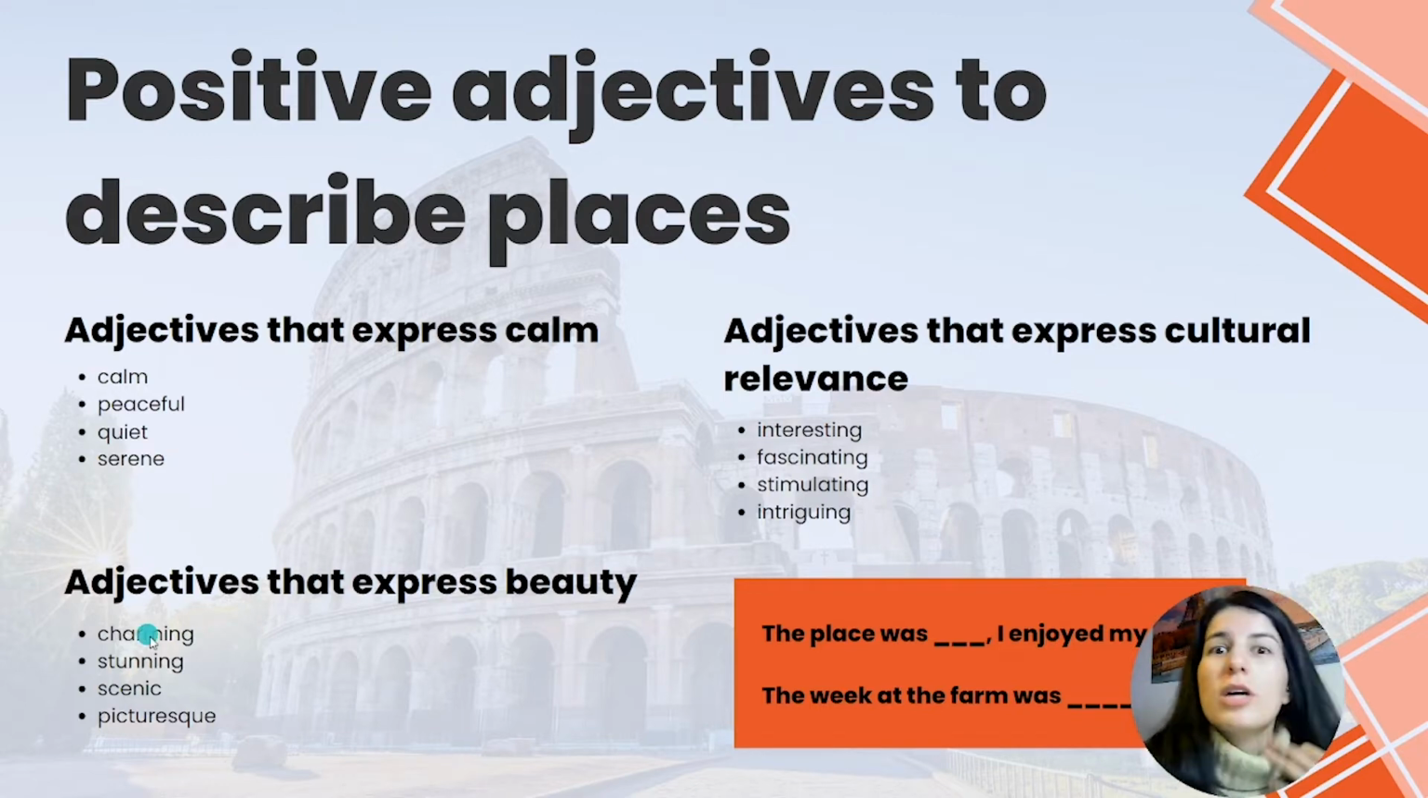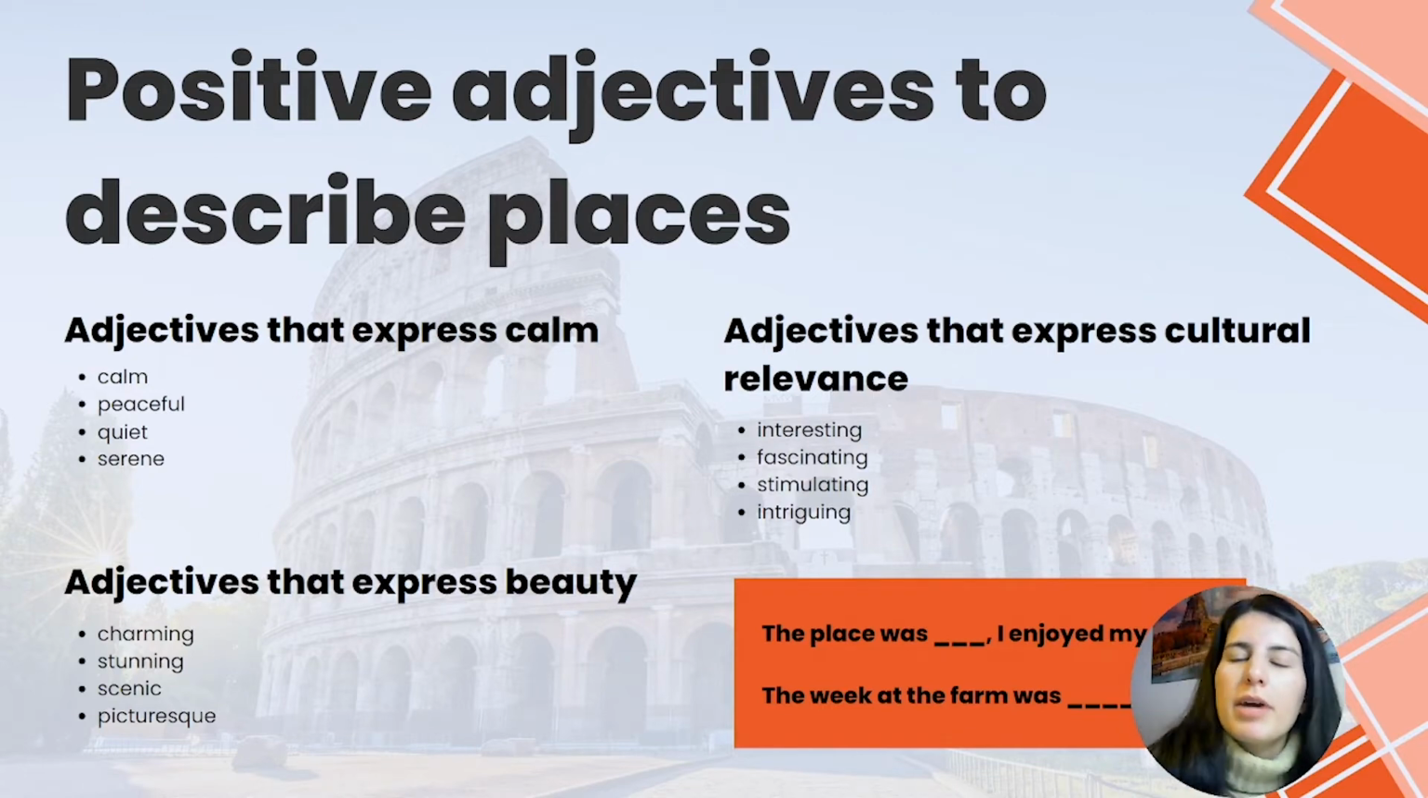We can also talk about the beauty of a place, right? We can say a place is charming or stunning or even scenic or picturesque, right? Different ways to describe the beauty of a place. Maybe not so good to describe a person, but definitely to describe a city. Those are very valid adjectives.